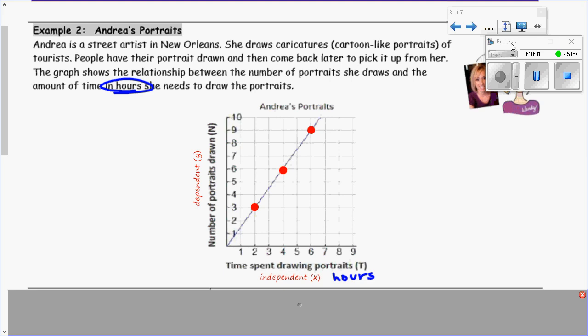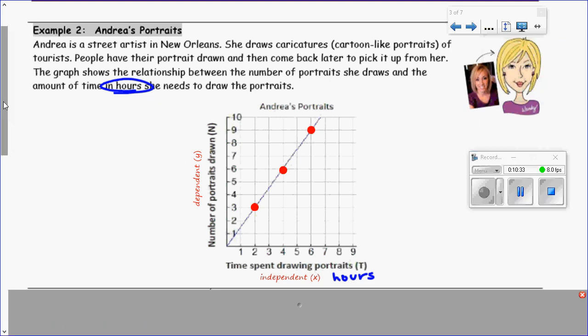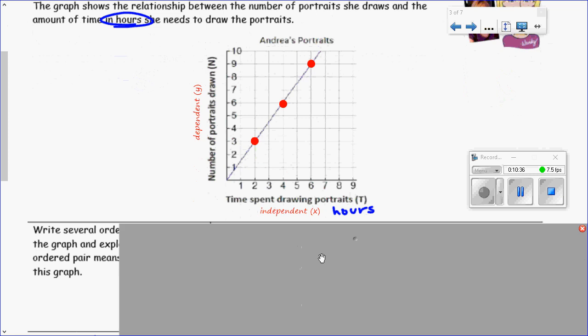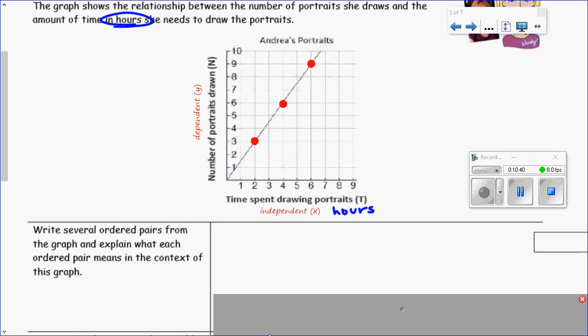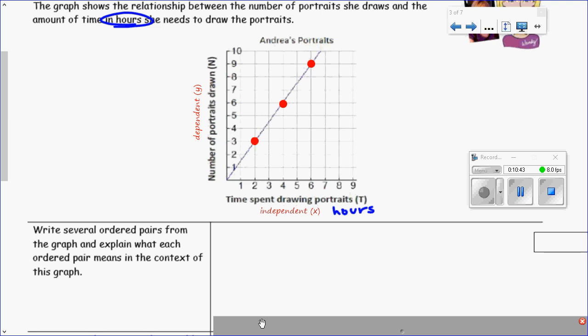Okay, so we're going to try to figure out how many portraits she can draw or how long it will take. So we're going to write several ordered pairs from this. Okay, ordered pairs. Remember, ordered pairs have X first, then Y. Okay, so that first ordered pair, X is on the bottom, 2 hours. I can make 3 portraits, or Andrea can make 3 portraits, not me. Okay, and then 4 hours to make 6 portraits, and 6 hours to make 9 portraits.